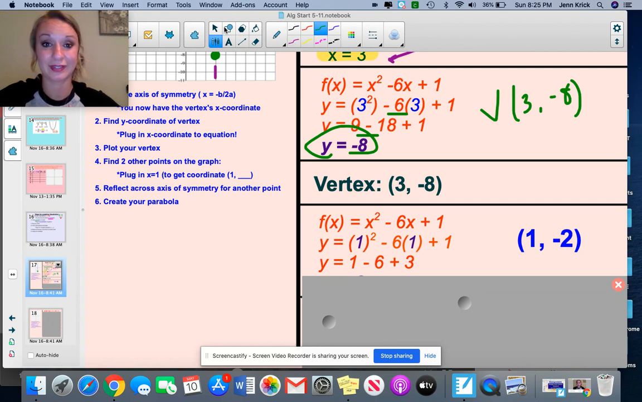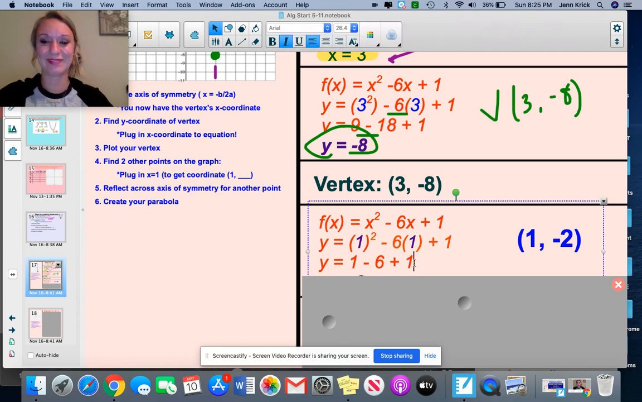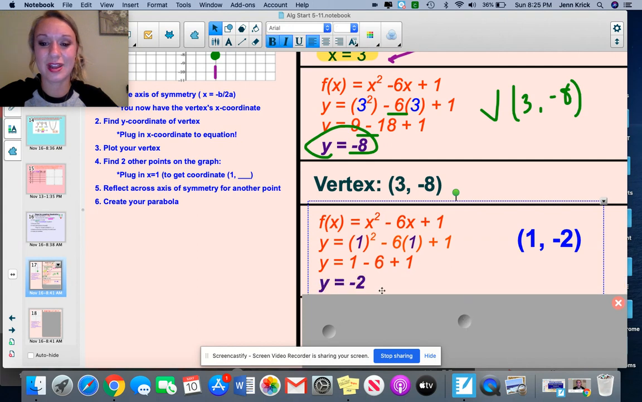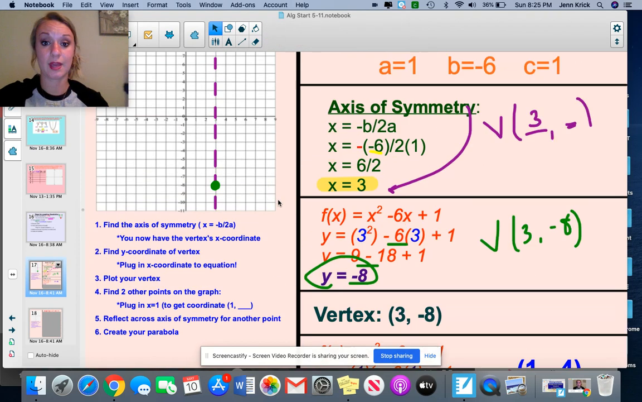Why didn't I get 3 there? That's not right. That should be plus 1. 1 minus 6 is a negative 5. Plus 1 is a negative 4. This is looking not good. But actually, this is good because it kind of helps connect or correct some errors. So yay for me.